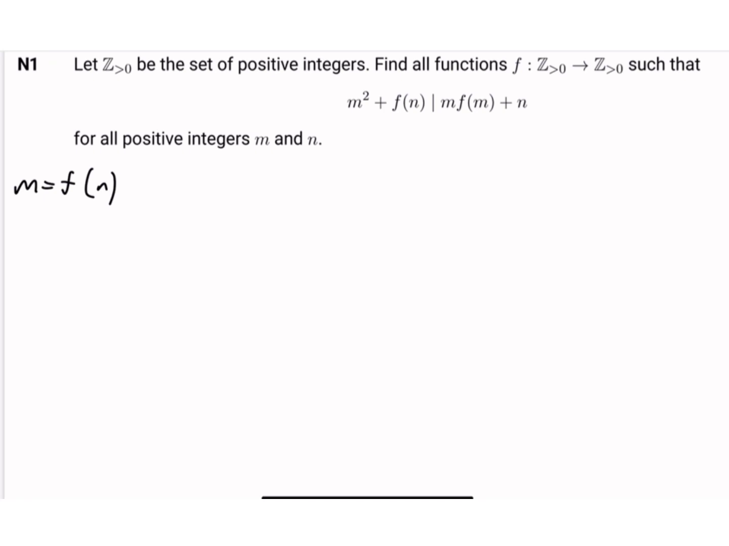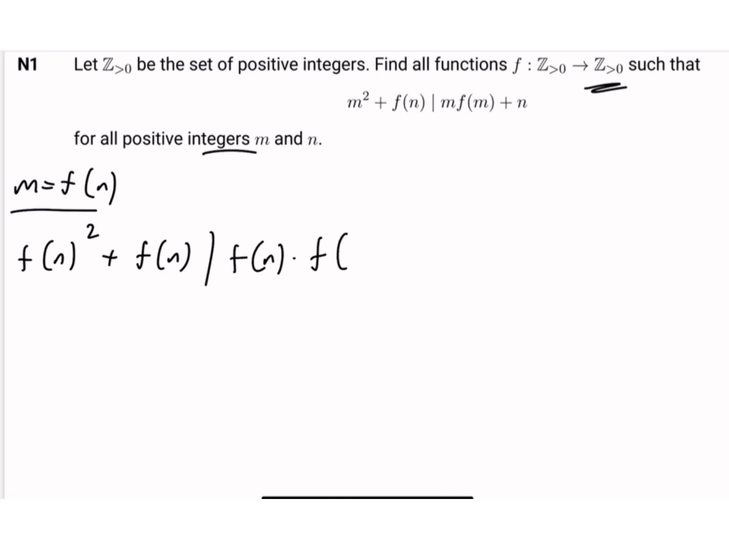Now let's insert m equals f(n) and see what we will get. Since f(n) is going to be a positive integer and m is also a positive integer, we can do this replacement without any errors. So let's do it. f(n) squared plus f(n) divides f(n) times f(f(n)) plus n.